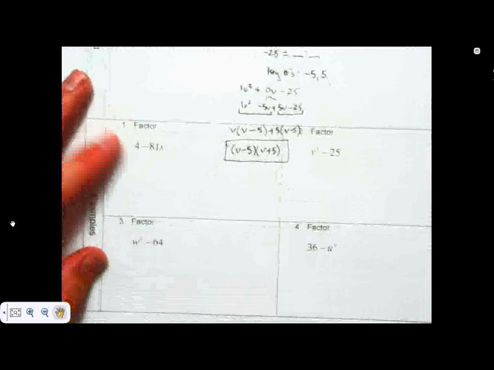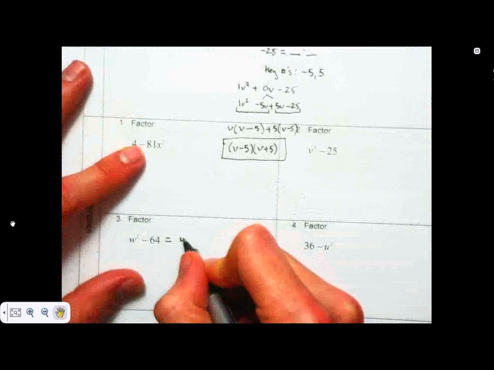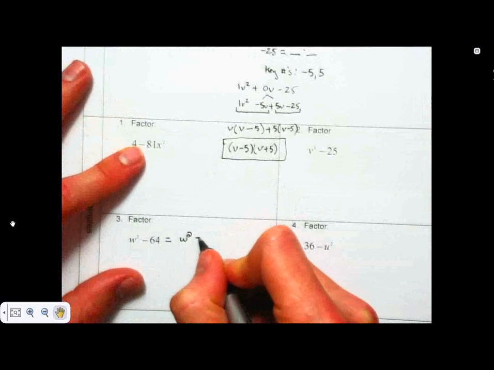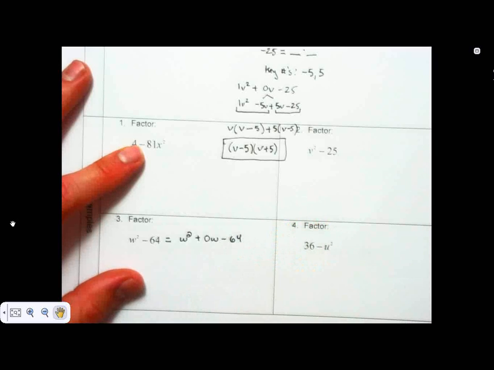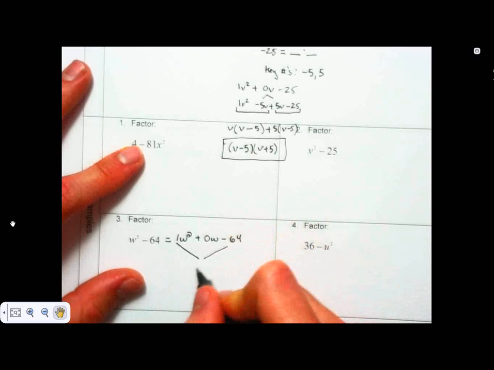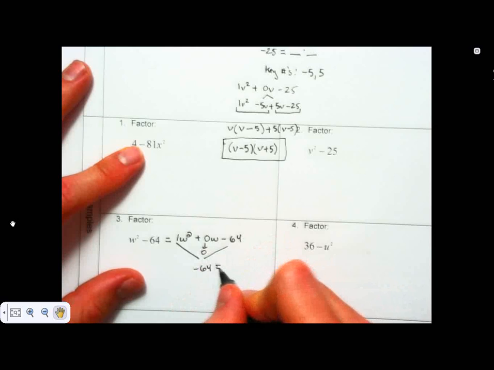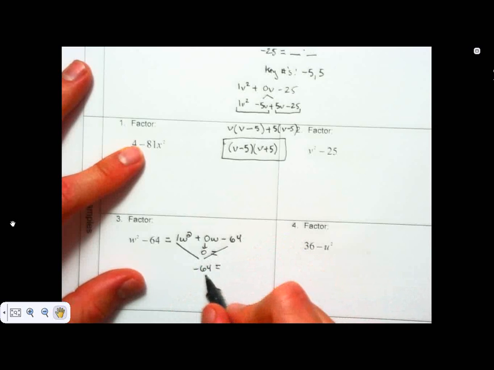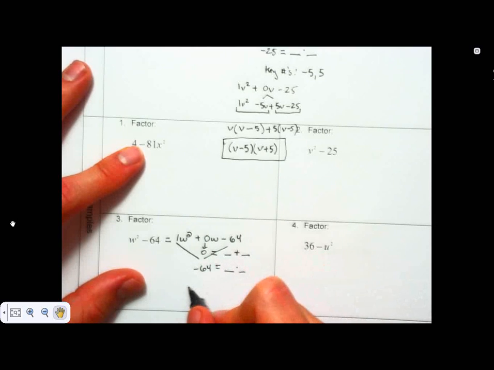So again, for number 3, our first step is to turn this into a 3-term expression. So we're missing the w's. That must mean we don't have any. So when I multiply my two outside guys together, that gives me negative 64. If I drag down my middle term, that gives me 0. Now I'm thinking of two numbers that multiply together to be negative 64, and at the same time they have to add together to give me 0. So I think negative 8 and positive 8 are going to do the trick here.